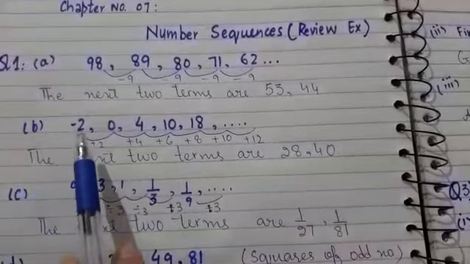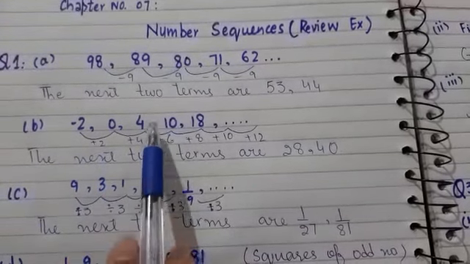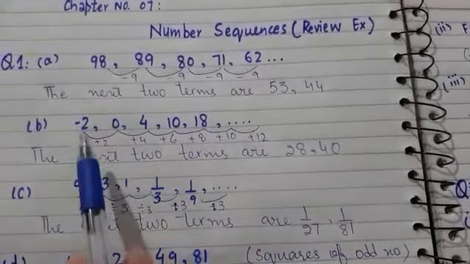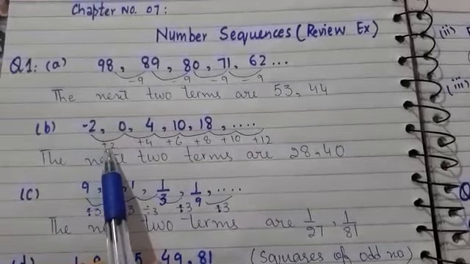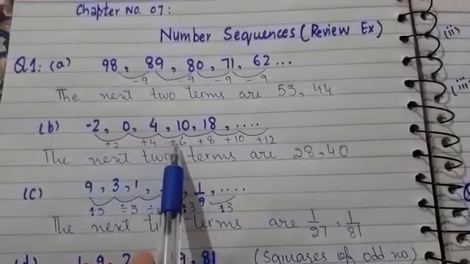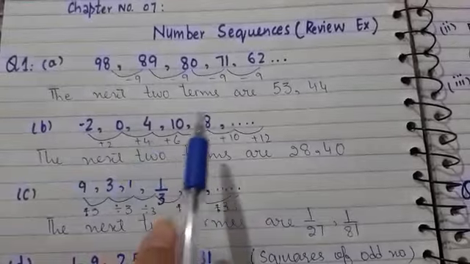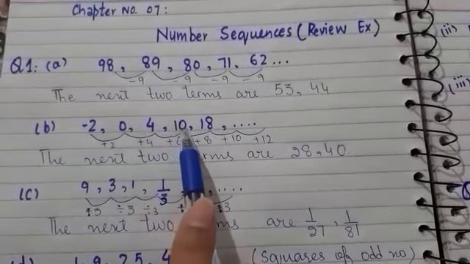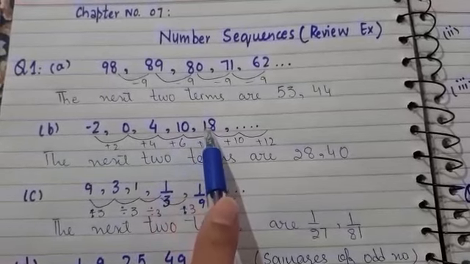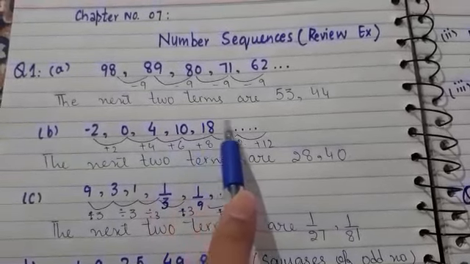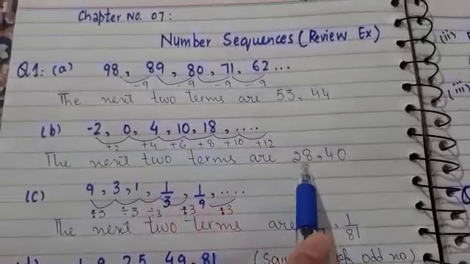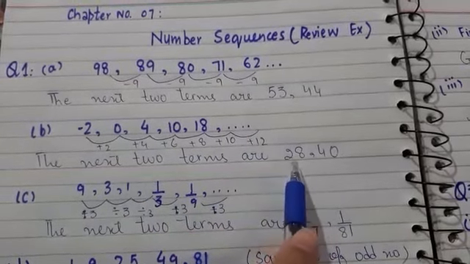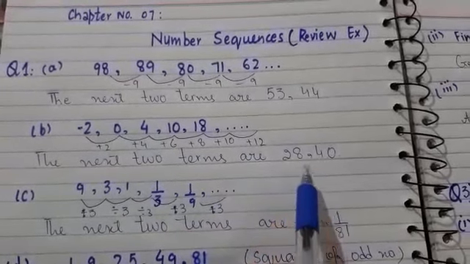In part B, the sequence is -2, 0, 4, 10, 18 and so on. You can easily see that even numbers are added to each term to get the next term. So if the last term is 18 and 8 was added to the previous term to get this term, this means that 10 will be added to 18 to give the next term, which will be 28, and 12 will be added to 28 to give the next term, which will be 40.